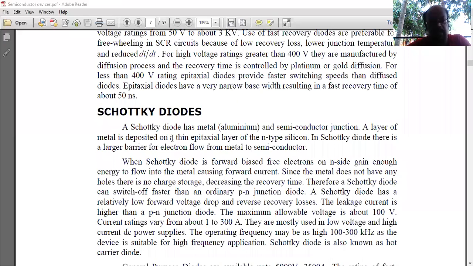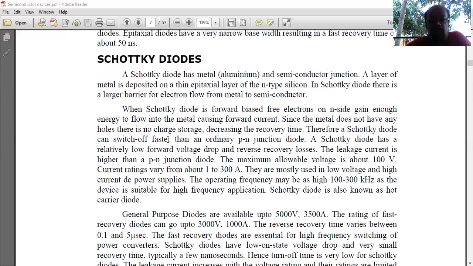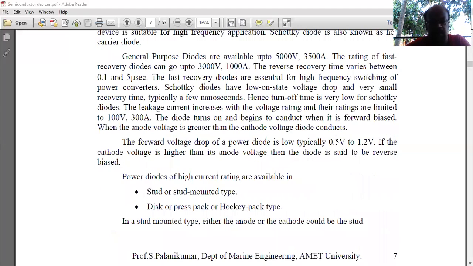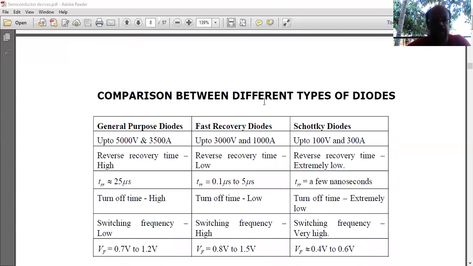Another type of diode is the Schottky diode. I think for this, 1 to 300 amps and a very high frequency of 100 to 300 hertz. For this application, we prefer the Schottky diode. That alone is enough for them. So there are three different categories. One category we already saw, the general purpose diode, and another is the fast recovery diode. And Schottky diodes, where we prefer low voltage but high amps. So that only you have to keep in mind.